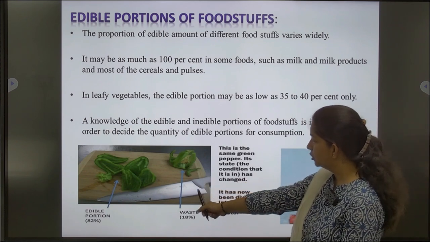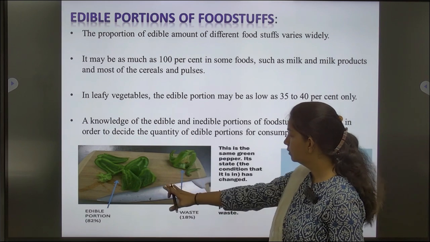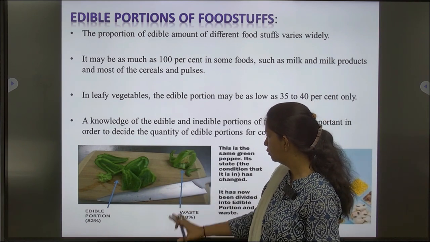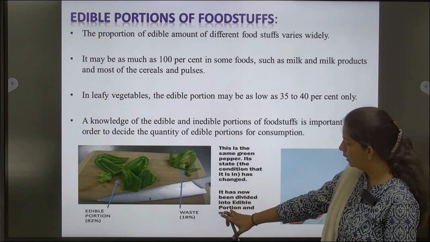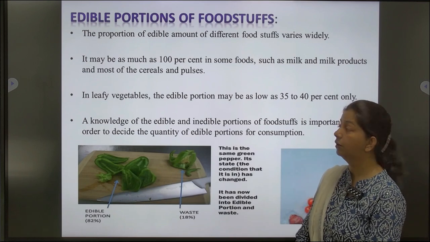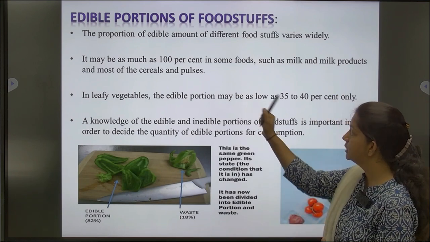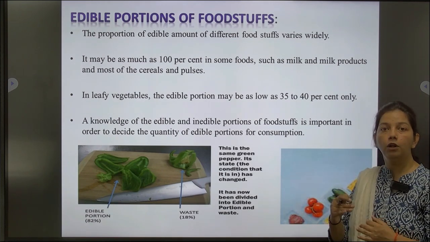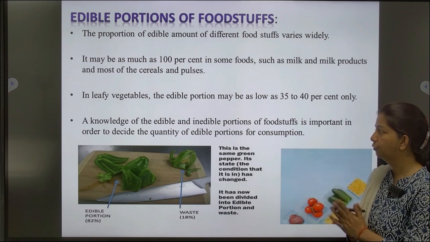As seen in the picture, if we are taking one green capsicum, so this 82% is the edible portion, and this, the waste item that we are discarding, is 18%. While some food we will take all the total 100%, like milk products, cereals and pulses. The whole food is edible, so we are taking 100% of that portion.